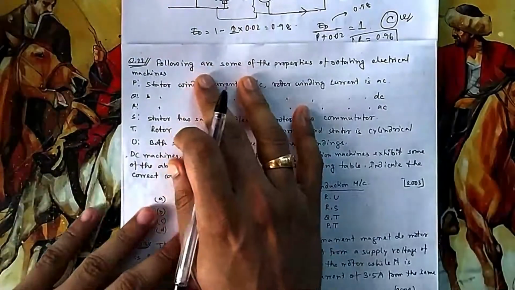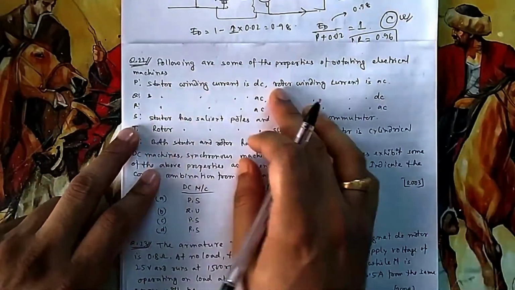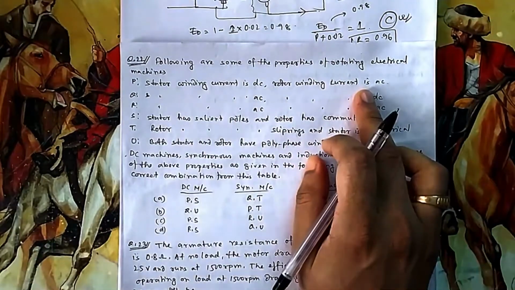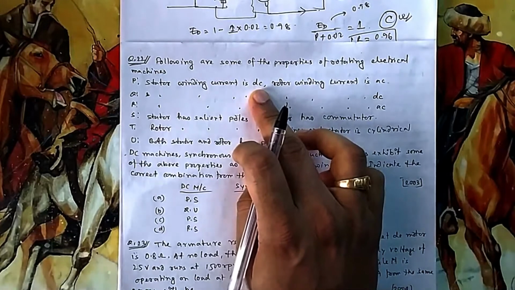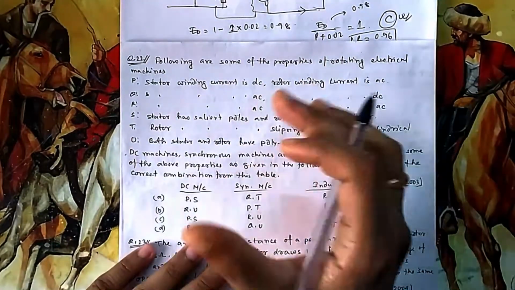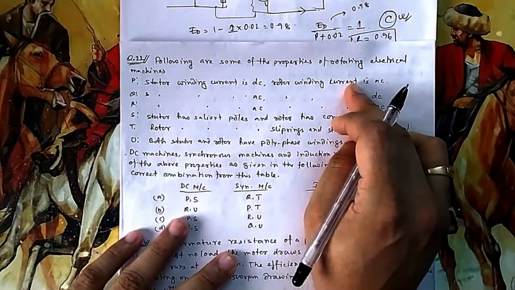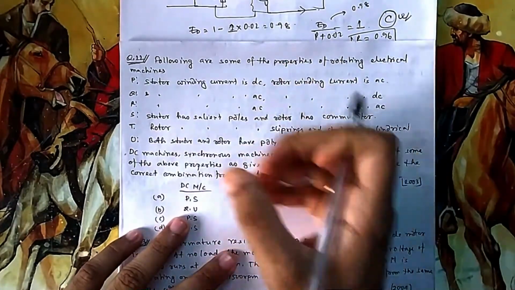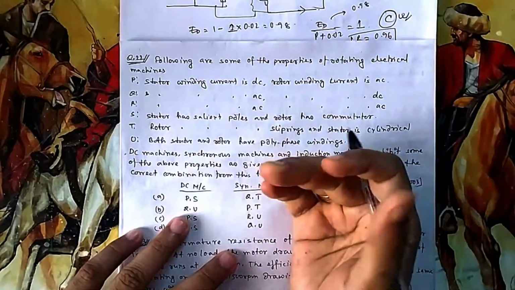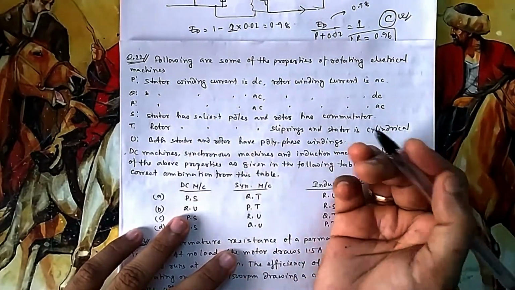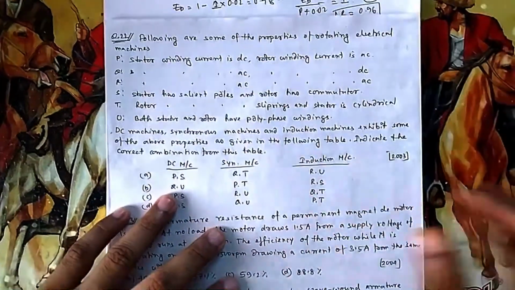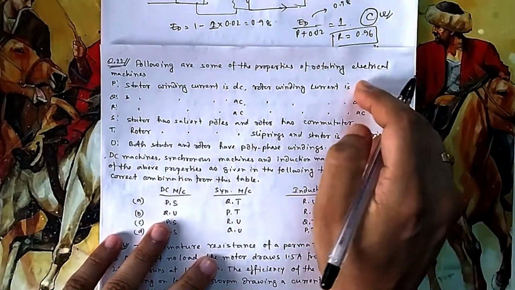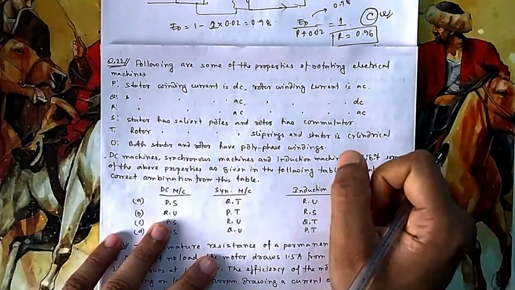So in 22, the following are some properties of rotating electric machines. Stator is DC, rotor is AC. Okay, rotor winding current is AC. So stator is DC, so obviously it is a DC machine. And in a DC machine, you know that the actual current is AC. Then you use a commutator to take this out and make it DC. But the current produced is always AC. You need some special arrangement to take it out unidirectional. That's why we use the commutator segments, to make that AC unidirectional and take DC out of it.